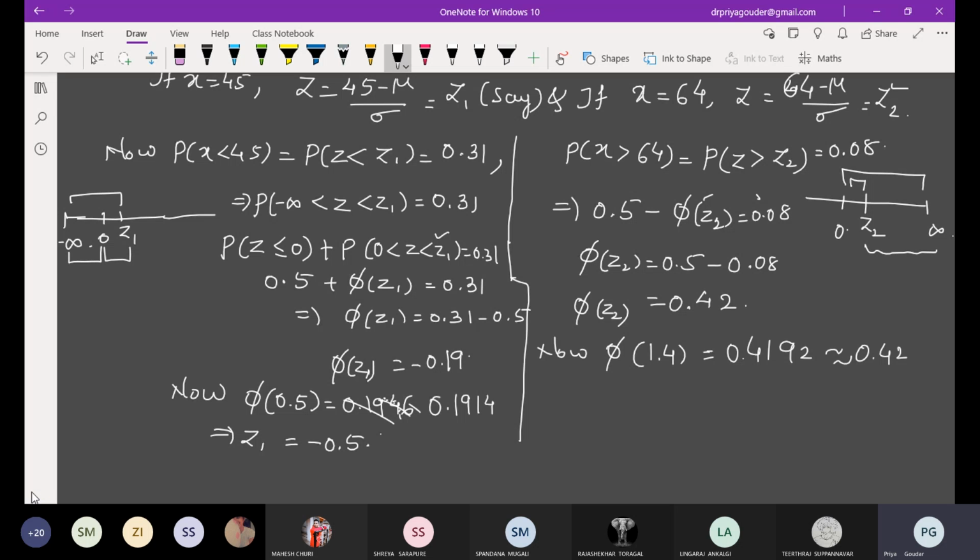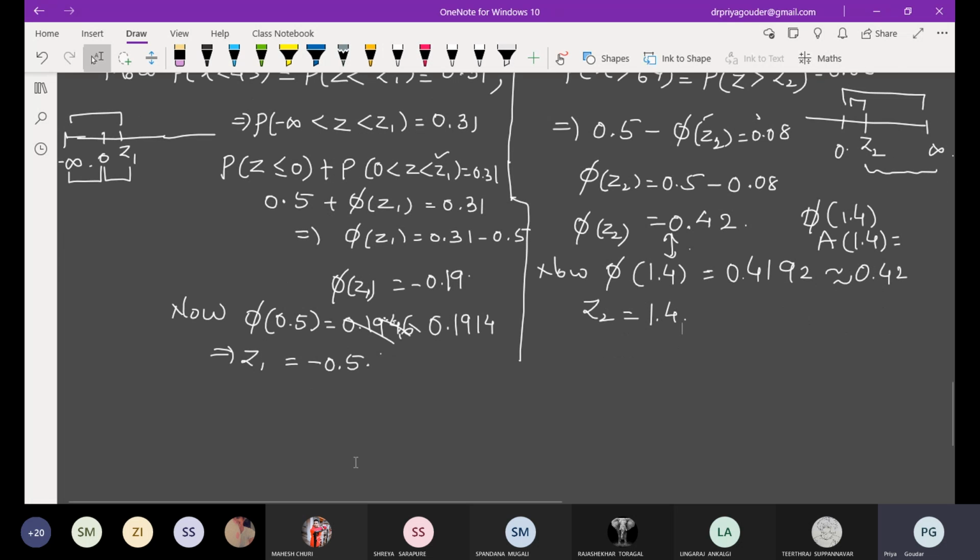So what they do in the question paper, if they want to give you the value, they will just mention that phi of 1.4 is this much. From the table, then you can easily come to know. Again, compare these two, then tell me what is Z2 now. 1.4. It is positive. Here it was negative. That's why we have taken it as minus.